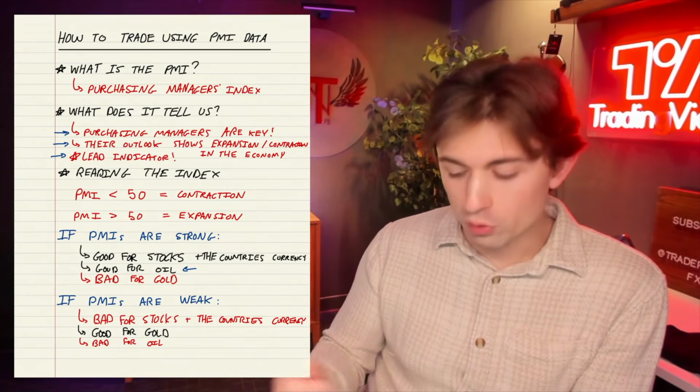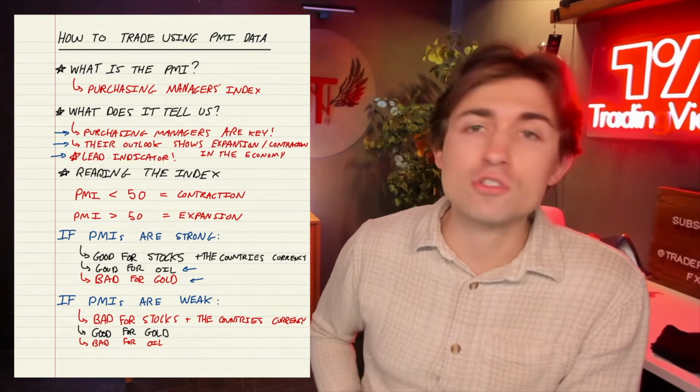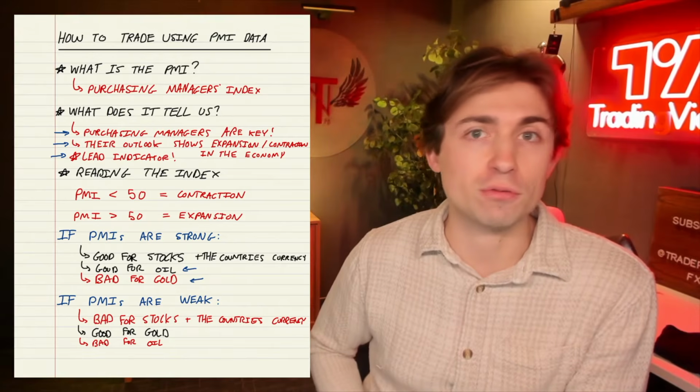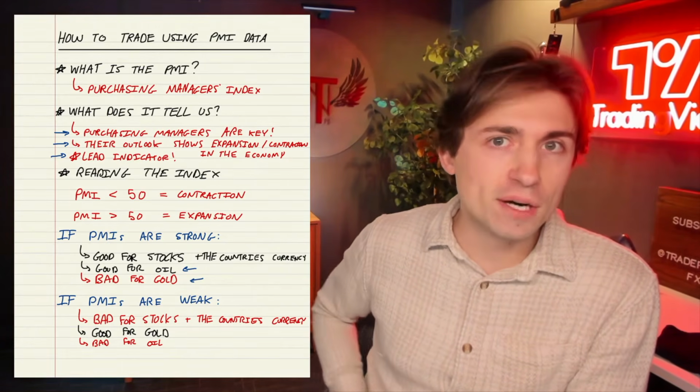And what about gold? Well, gold is actually the opposite. We usually see strong PMI numbers strengthen the currency, remember, which can weaken gold overall. So if we're thinking about gold against the US dollar, a strengthening dollar will put pressure on the metal.